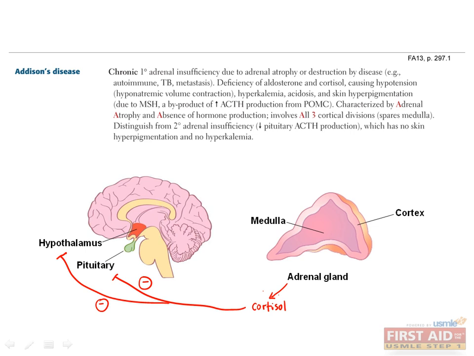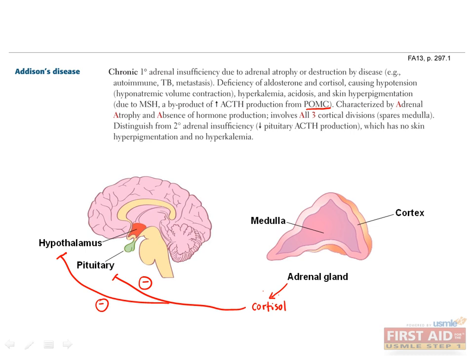Recall that ACTH is not the direct product of the corticotropes in the anterior pituitary. In fact, ACTH is a subproduct of pro-opiomelanocortin, or POMC. Another subproduct of POMC is melanocyte stimulating hormone, or MSH. Therefore, if ACTH goes up, then MSH also goes up, which causes the hyperpigmentation.